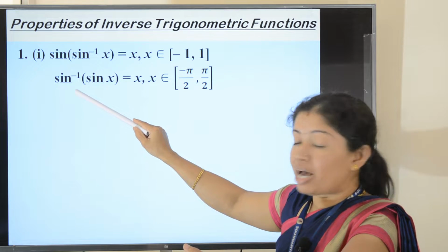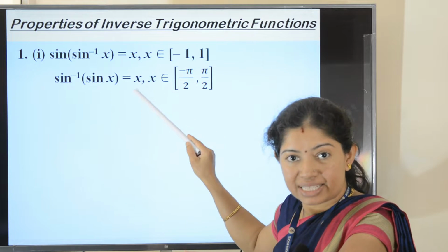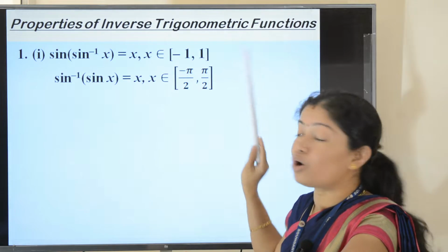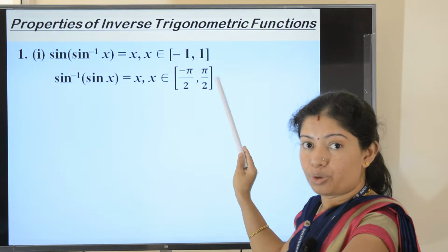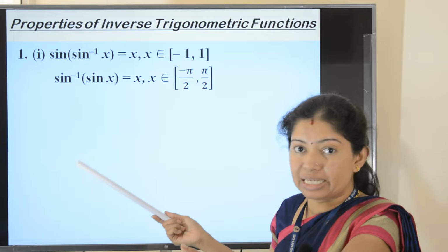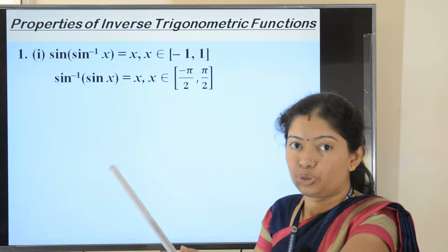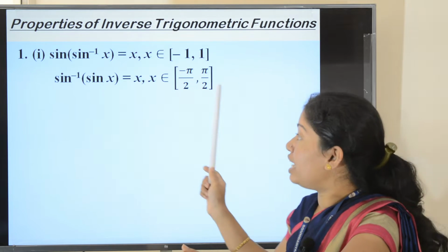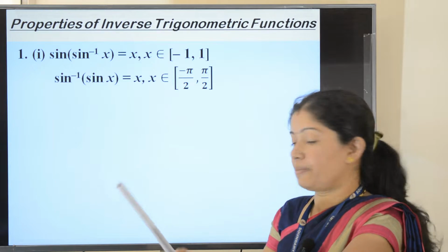Coming to the second one, you have here sine inverse of sine x. This will be equal to x provided this x belongs to closed interval minus pi by 2 to pi by 2. Whenever we write sine of x, this x becomes an angle. So that angle should be between minus pi by 2 to pi by 2, in that range. Then you can write sine inverse of sine x as x.